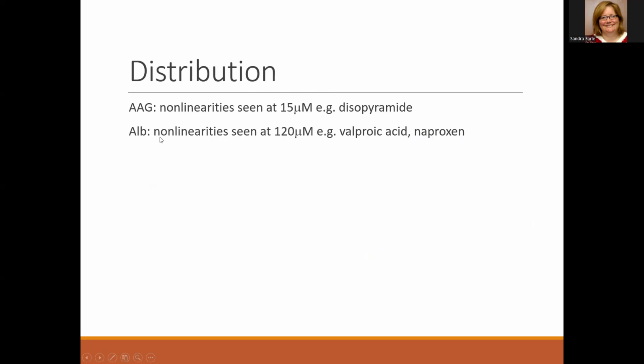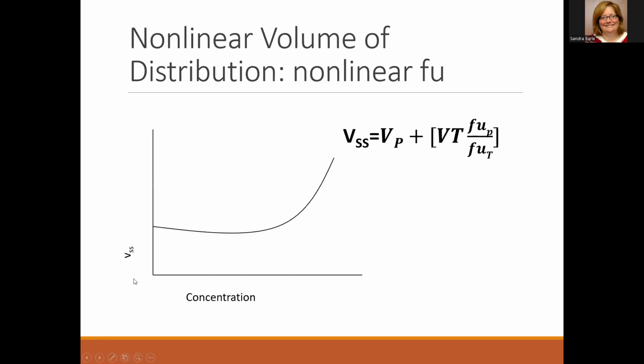We see nonlinearities with albumin at 120 micromolar for valproic acid and naproxen. So these are all in the therapeutic range where we see nonlinearities, where we see the drug overwhelming the plasma proteins that are available for the drug to bind to.